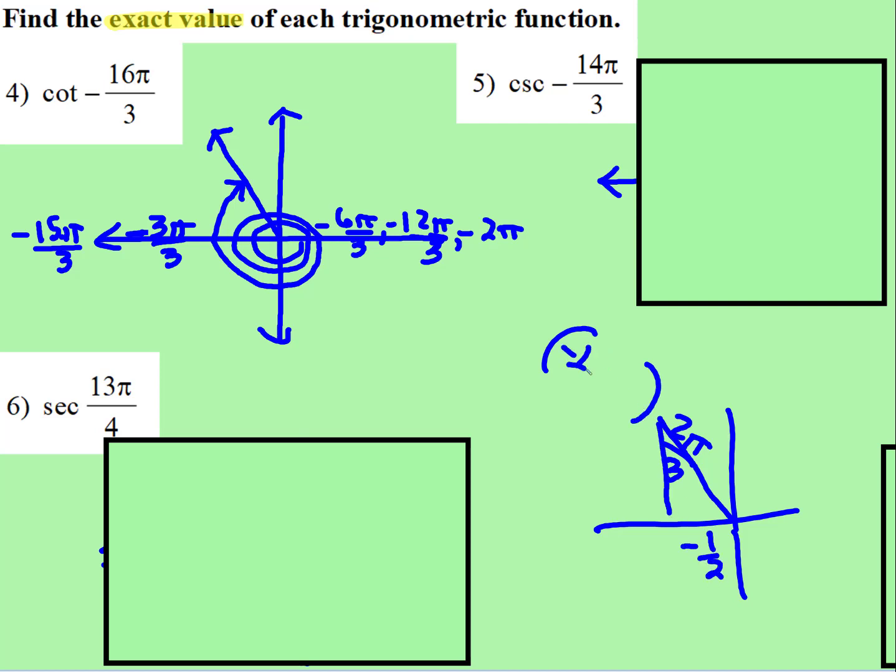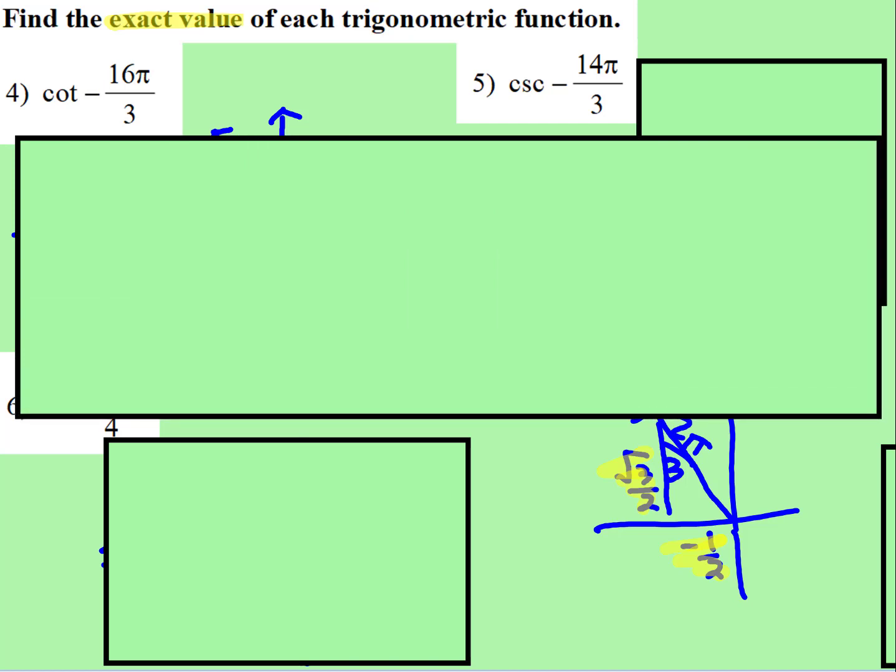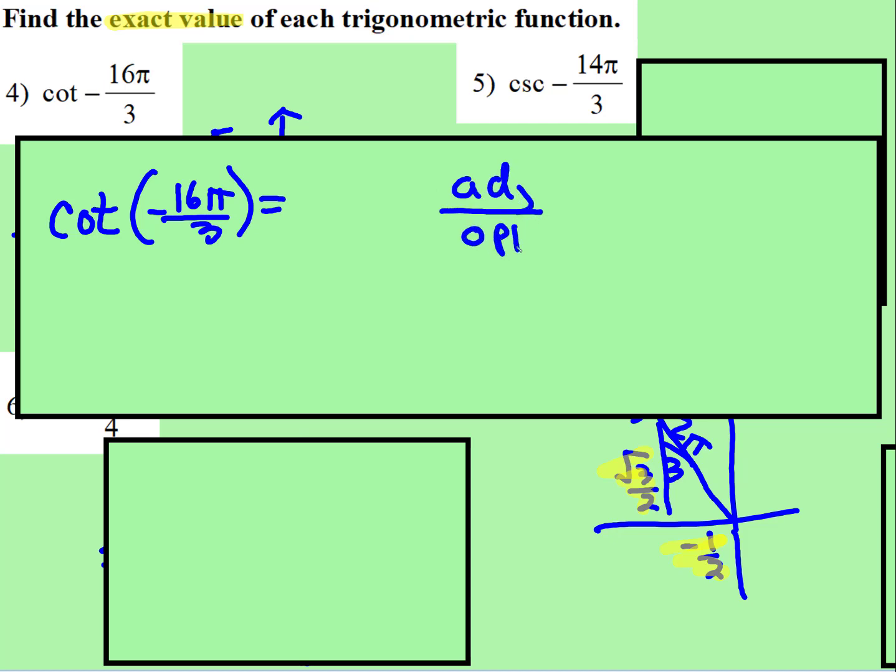And the coordinate points for 2 pi thirds, let me make sure I get this right, is negative 1/2, positive root 3 over 2. And you have to find cotangent. Well, cotangent is adjacent over opposite. So cotangent of negative 16 pi thirds is adjacent over opposite, because tangent is opposite over adjacent, they're inverses.